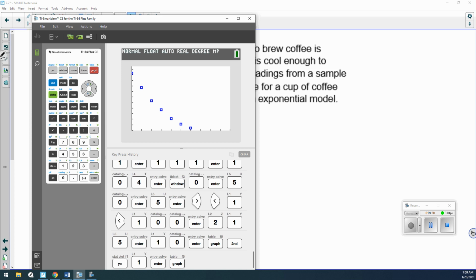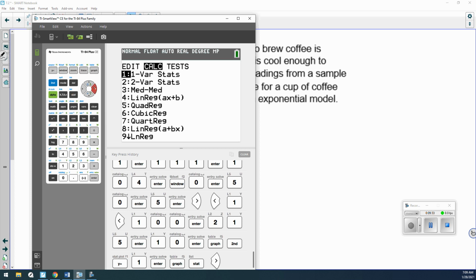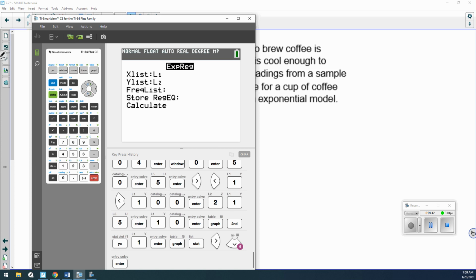And then I go back to stat, over to calc. Now this time I want to do an exponential regression, and an exponential regression is 0. So arrow down to 0, hit enter, enter through this information, and there we go. Y equals 196.657 times 0.978 to the x power. Notice that b is less than 1. And that makes sense. That means that this is decay, right? My temperature is going down.